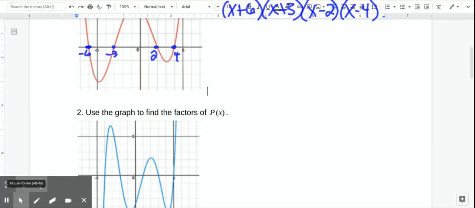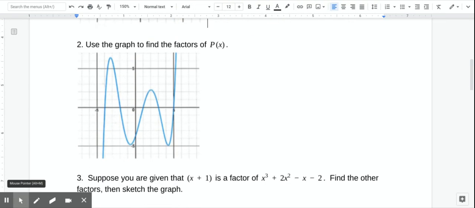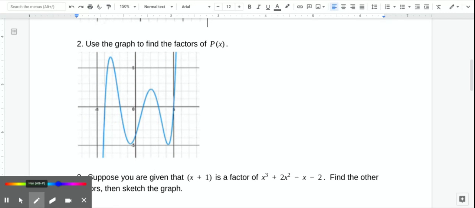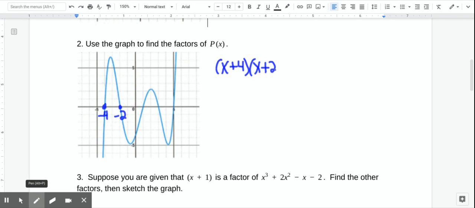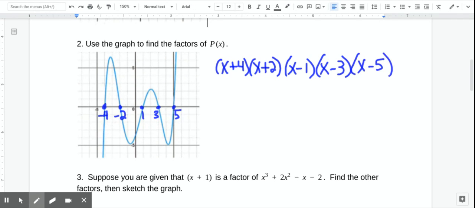All right, let's do this again on the next one. This time I didn't even give you the equation for p, but it's graphed here. So it looks like we have a zero at -4, so that factor will be x plus 4. Looks like -2, so x plus 2. +1, so one of our factors is x minus 1. +3, so x minus 3 is a factor. And +5, so x minus 5 is our factor.